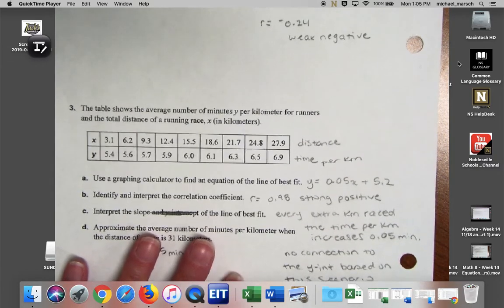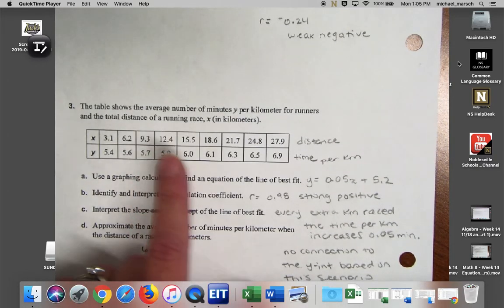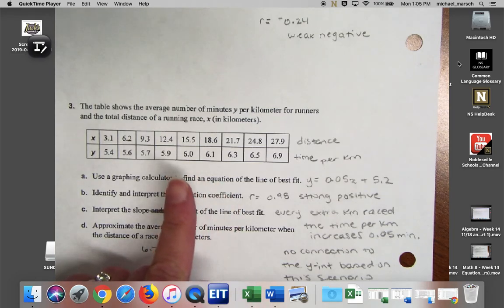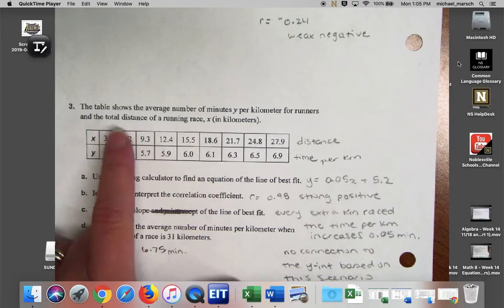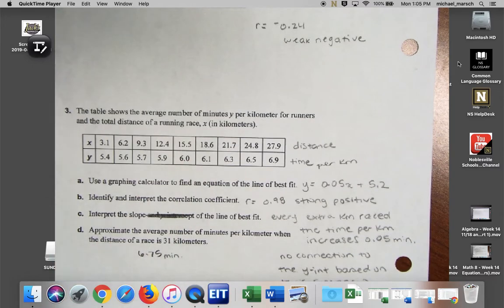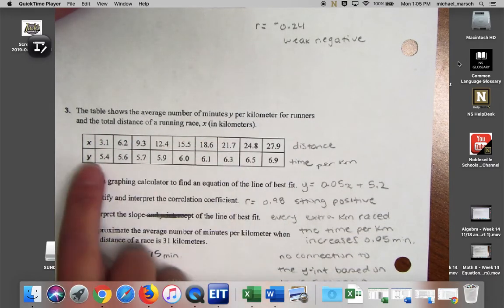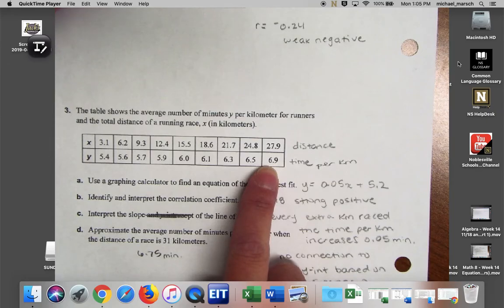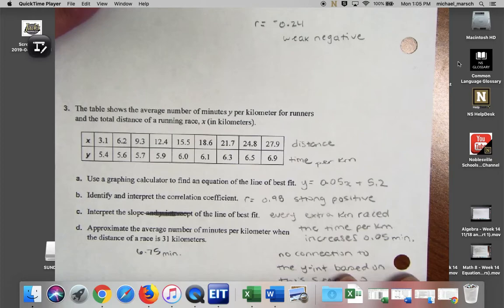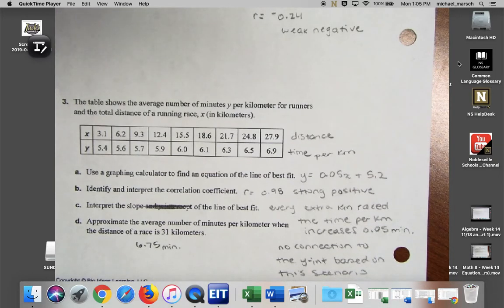Okay, and then down here, this one was a little overwhelming because it's talking about the average number of minutes per kilometer for a runner and the total distance of running the race. So this is the distance of the race, and this is your average speed per kilometer. So the connection is, the further into the race, the slower your kilometer time is, right? So that's where they're going with this. That's what these numbers represent, right? Because you get more tired, so you start to slow down a little bit, okay? I'm confused on how to explain that. Yeah, it was not worded very easily.